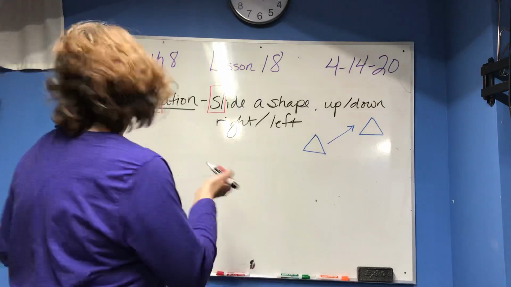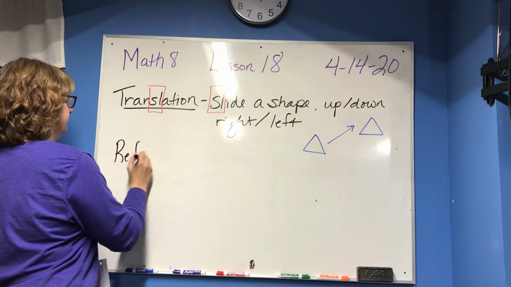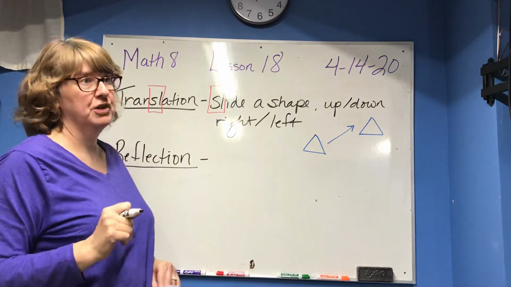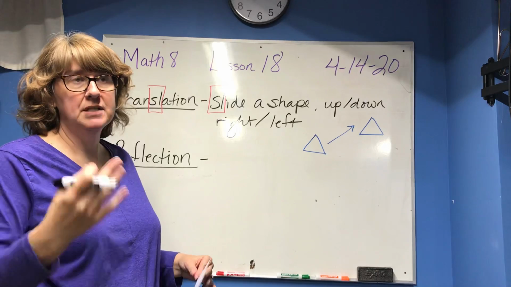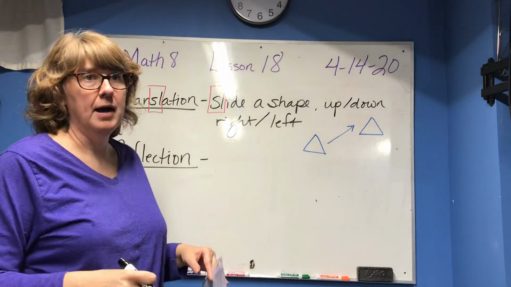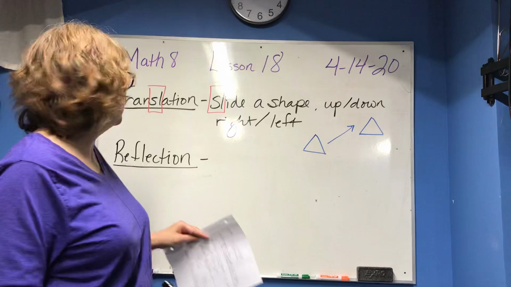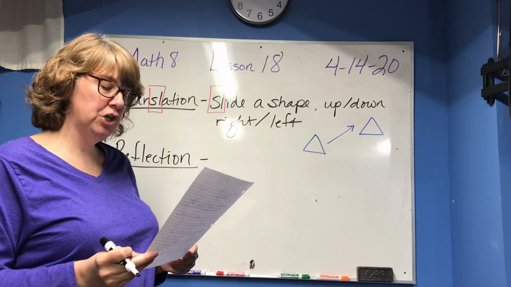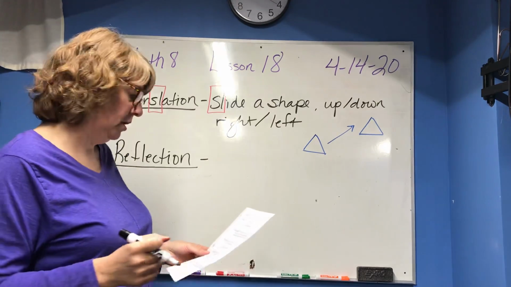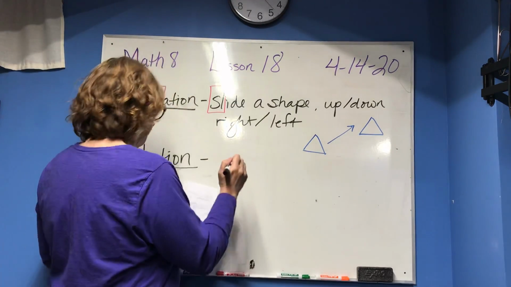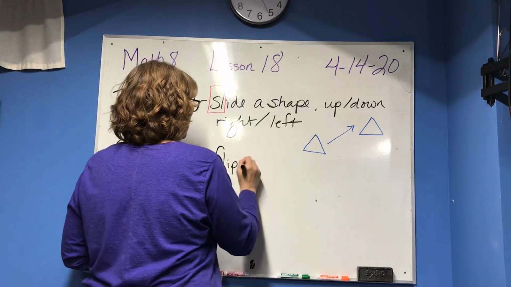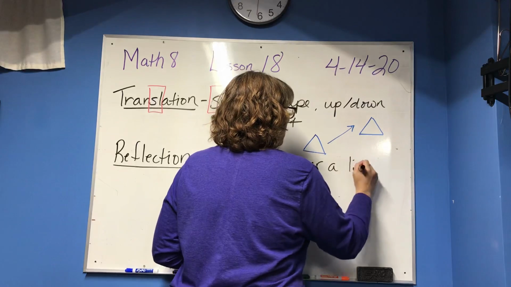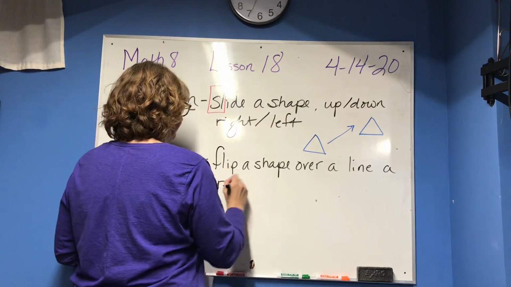Let's go to reflection. Now, if I think of reflection, I automatically think of the mirror. So when I look in the mirror, I see my reflection, right? Or in a piece of glass, or if you look into water, like a lake or something, you might see your reflection. All right, a reflection is when you flip a shape over a line of reflection, or a line of symmetry, I believe.